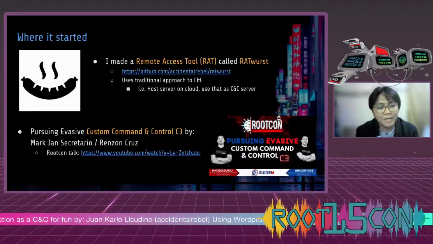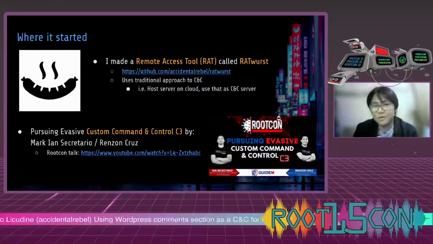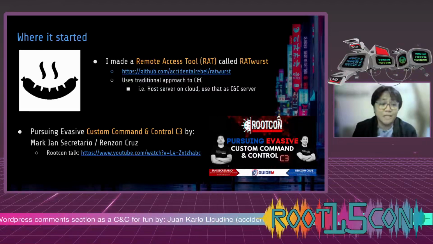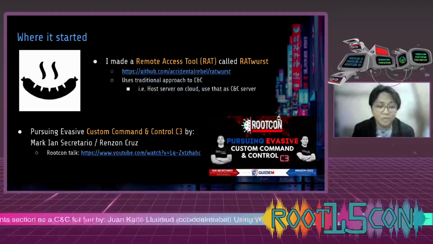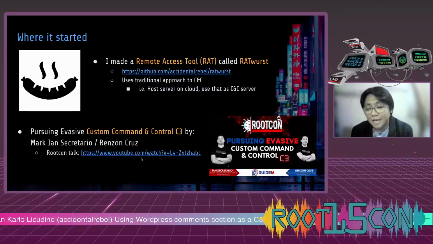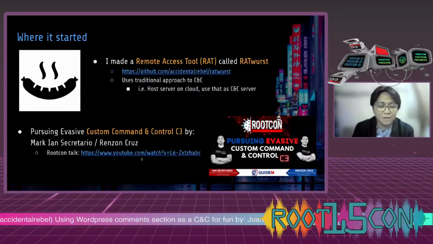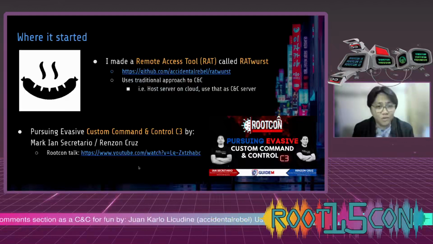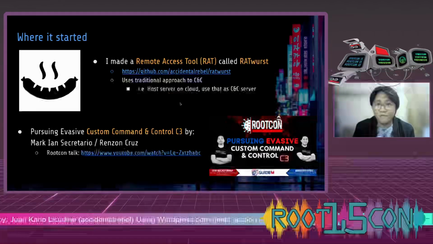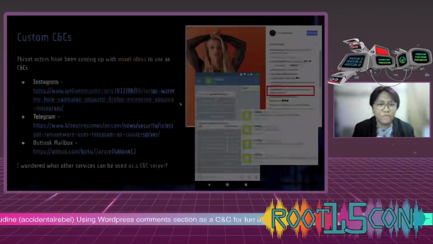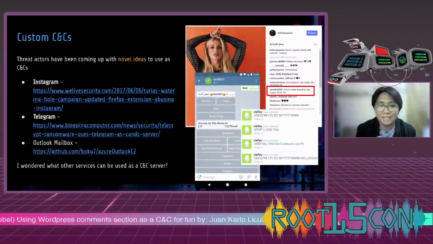But just last year, I came across this ROOTCON talk from Sir Ian and Sir Renson. And the talk is titled Pursuing Evasive Custom Command and Control. You could watch that on YouTube, on the link right here. And one of the topics that they talked about is that threat actors are now moving away from the traditional approach of CNC, and they are now looking for different and novel ideas to use as CNCs.